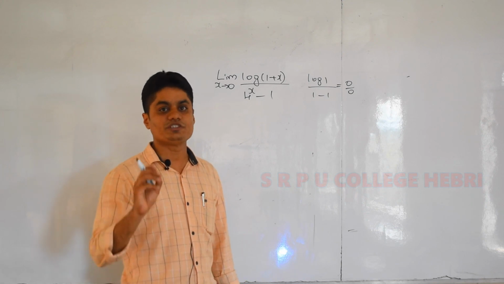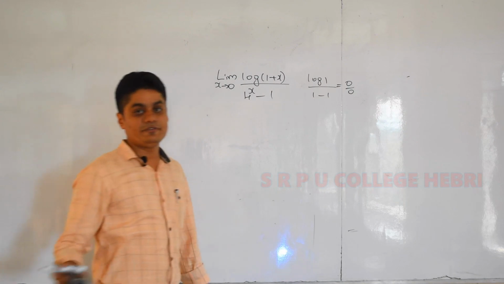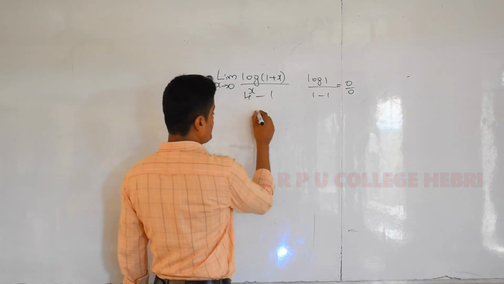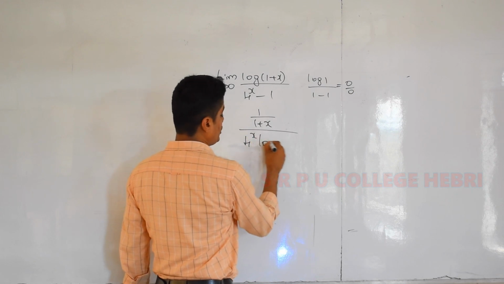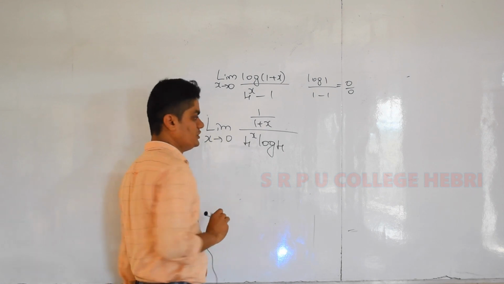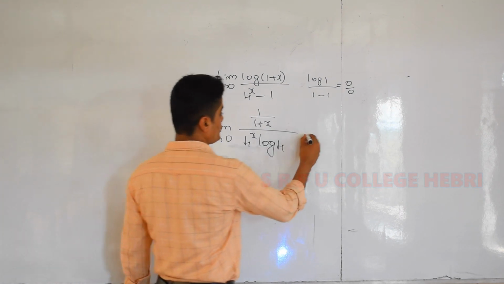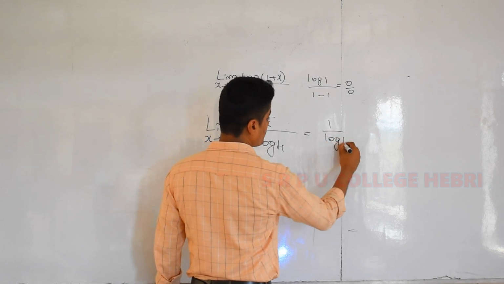For the 0 by 0 form, the shortcut method to find the limit of this function is L'Hospital's rule. So differentiate: 1 by (1 plus x) divided by 4 power x into log 4. Differentiation of 1 is 0. So limit x tends to 0, now substitute x is equal to 0. 1 by 4 power 0 is 1. So what is remaining? Log 4.